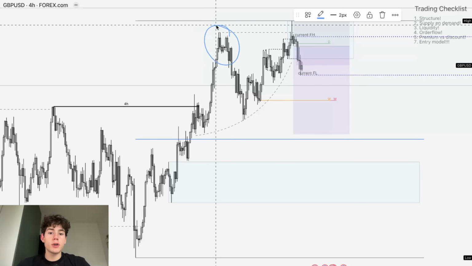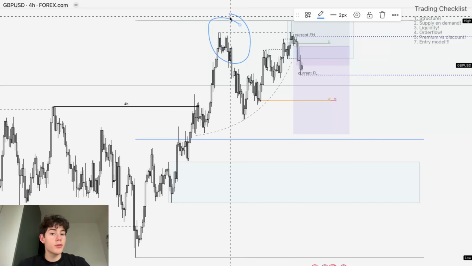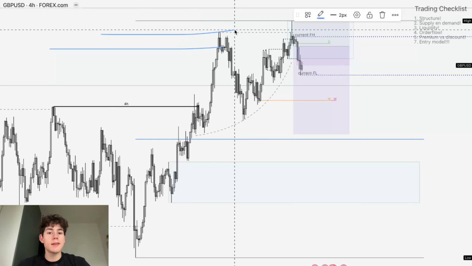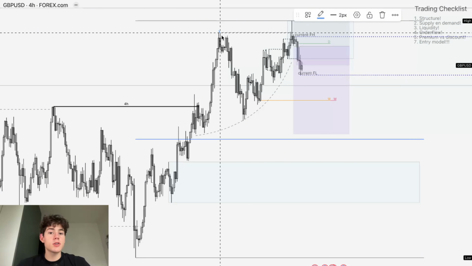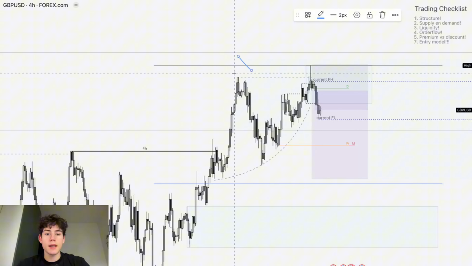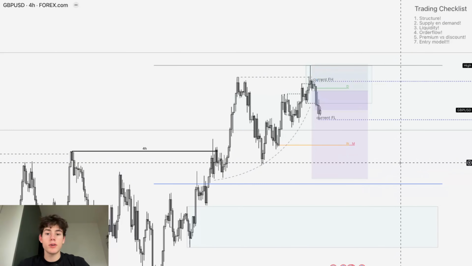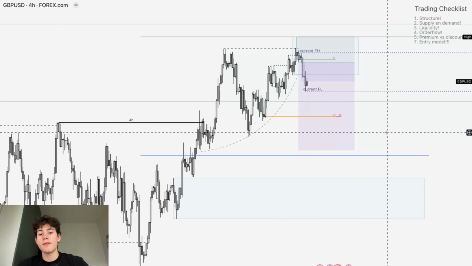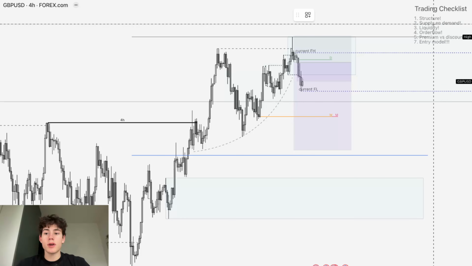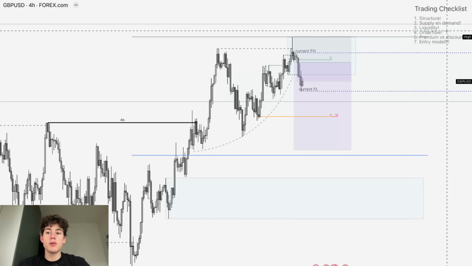So over here, for example, why did I not take any short setup at this high? Because there was no liquidity that it took out. So these were just early sellers for me. We then swiped liquidity above that high, and then we could start to retrace down lower, because then we have checked off liquidity from our checklist. So now that we also have liquidity, we now need to look at order flow.